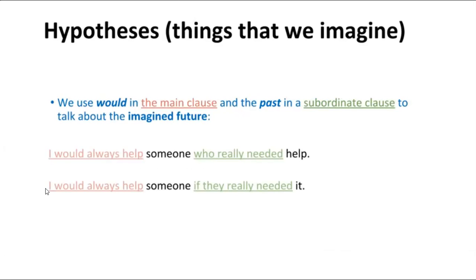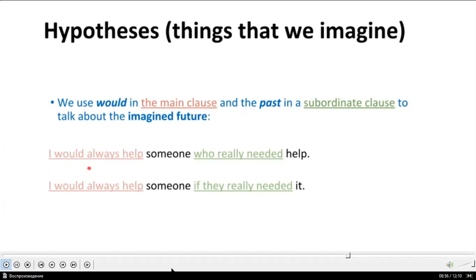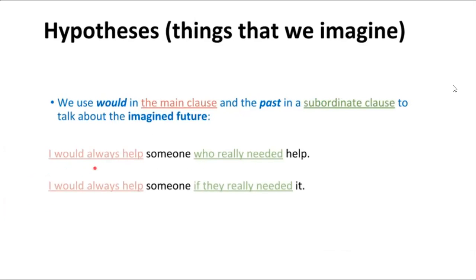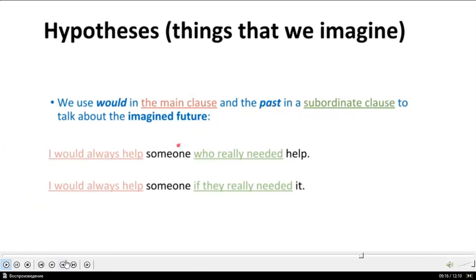Next example. We use would in the main clause. I hope you know the main clause is a clause which is independent. And the past, so you use would in the main clause, for example, I would always help, in the past in a subordinate clause to talk about the imagined future. A subordinate clause is not an independent clause, so it needs a main clause to make some meaning.